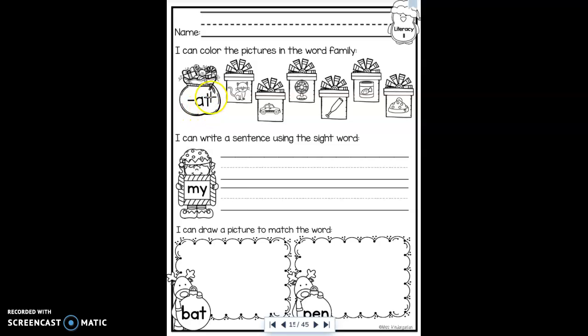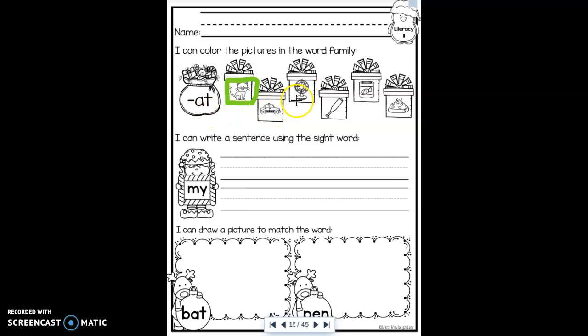So the word family they've given me is at, A-T. So I have to look at the pictures and see which words end in A-T. The first one is cat. Cat. I can hear that A-T at the end. So I'm going to go ahead. Mine I'm just going to outline for you. Cat. How about cab? Cab. This is not part of the A-T family, so I'm not going to color it.